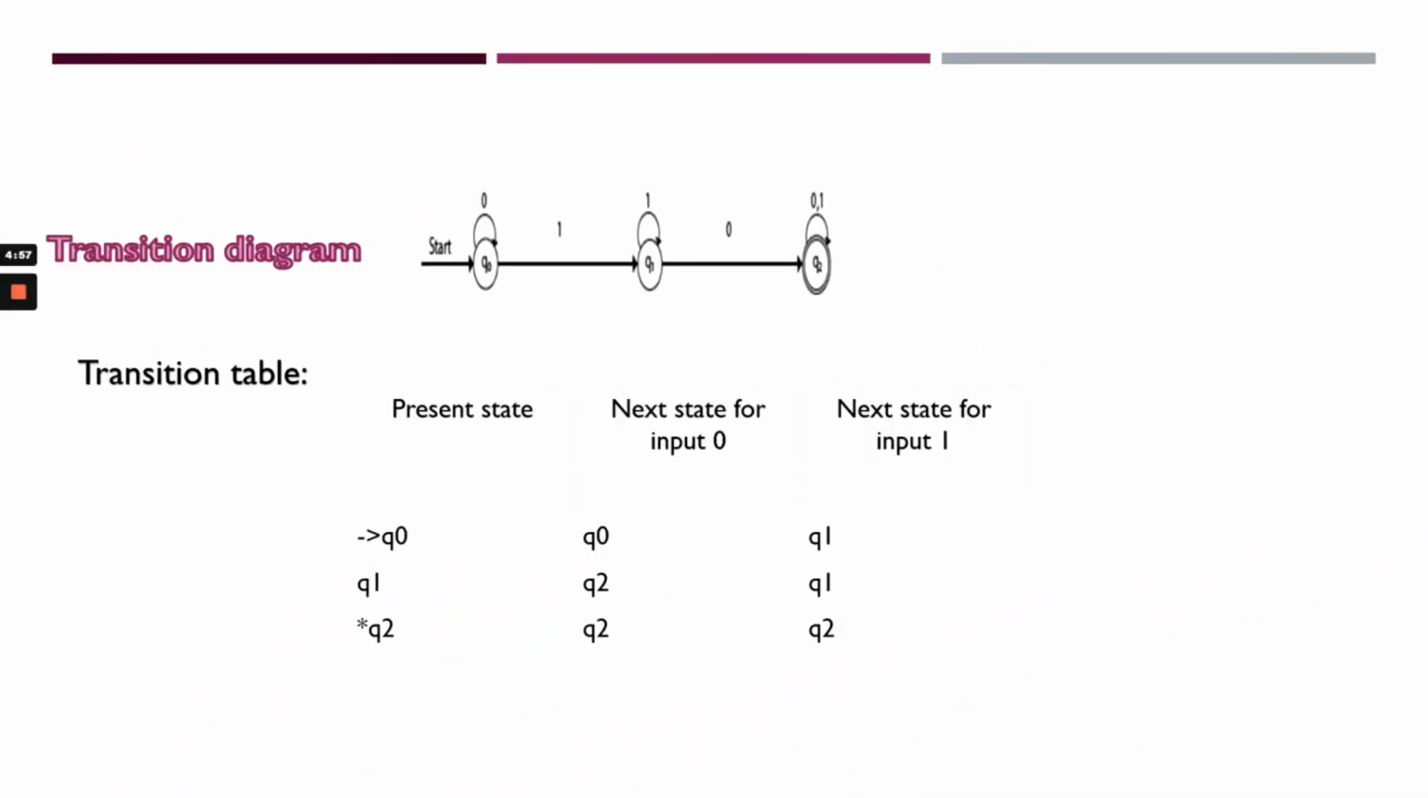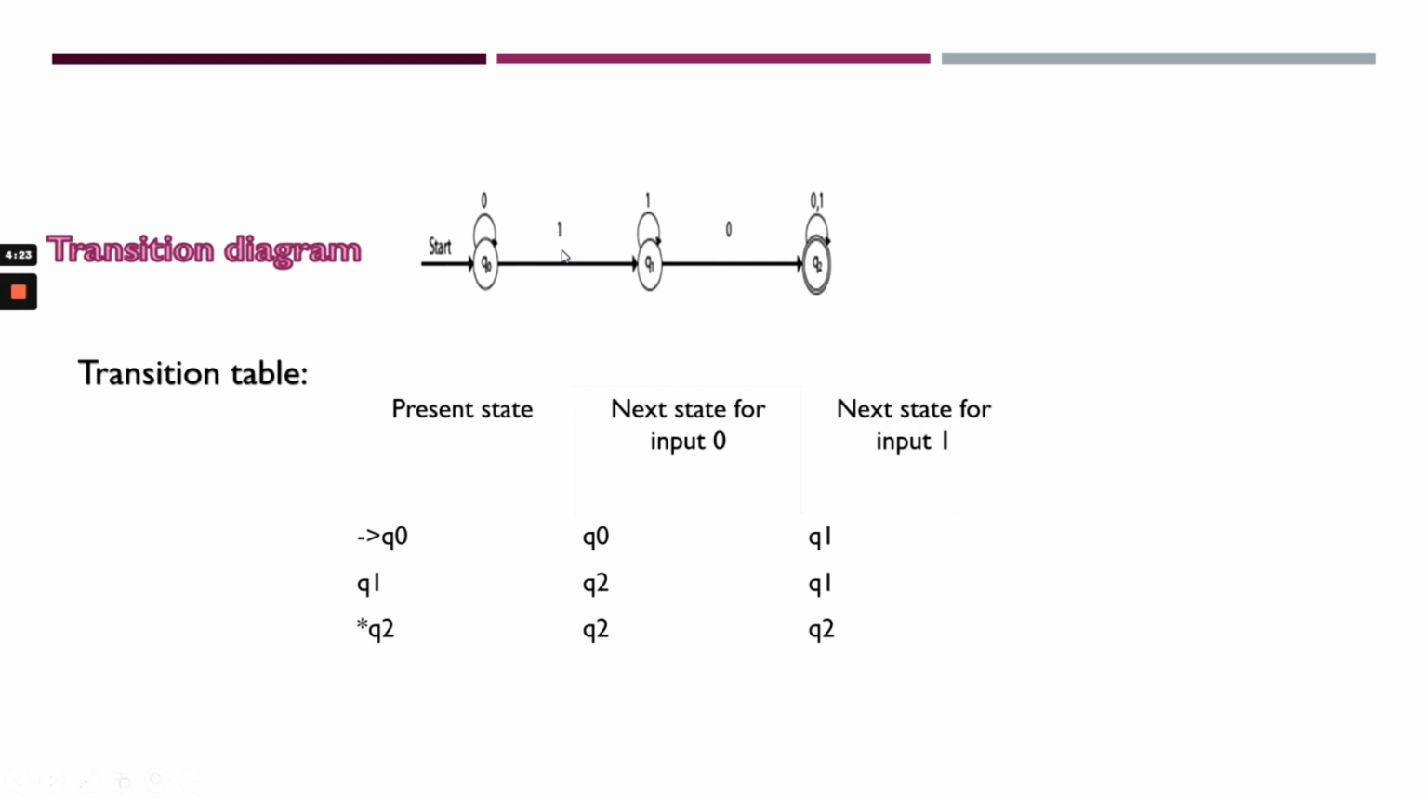So we have already learned how to draw the transition table for a given DFA. Let us see for this given DFA how to draw the transition table. First we have to take all the states Q0, Q1, Q2. We have already identified Q0 as the initial state because it is represented by arrow and Q2 is the final state because it is represented by double circle, and I have represented it as arrow and star with the final state. If 0 is the input for Q0, it goes to Q0 again.